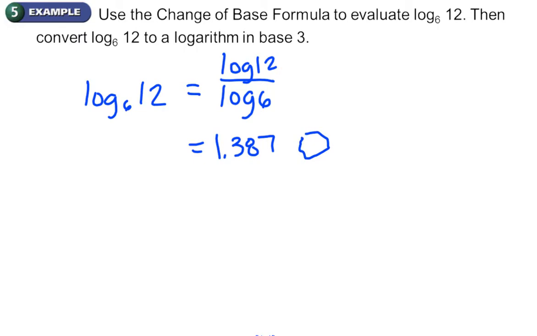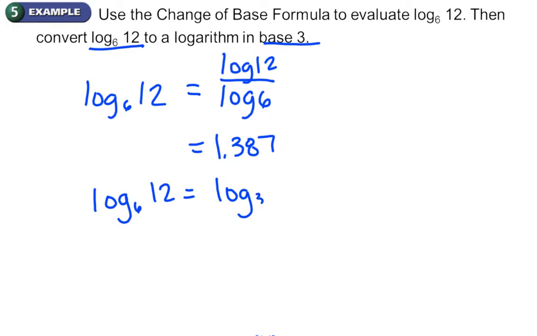Yeah, that's a horrible stop sign. We'll just erase that and pretend it never existed. We want to convert log base 6 of 12 to a log of base 3. Well, we have log base 6 of 12 is equal to log base 3 of x. We also know that log base 6 of 12 is equal to 1.387, so we're going to substitute this value in right here. 1.387 is equal to log base 3 of x.